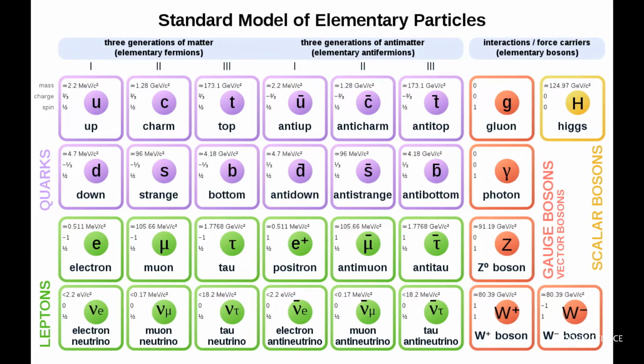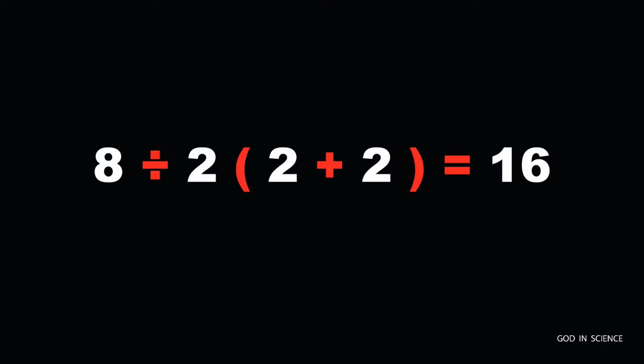Fundamental subatomic particles. The neutron and the proton of an atom is made up of different fundamental subatomic particles. Fundamental subatomic particles also make up all the other components of this universe that help the atoms and other components to function. Think of these fundamental particles as information. Imagine these fundamental subatomic particles to be like symbols in a mathematical equation. For example, take a simple equation: 8 divided by 2, 2 plus 2, equals 16.